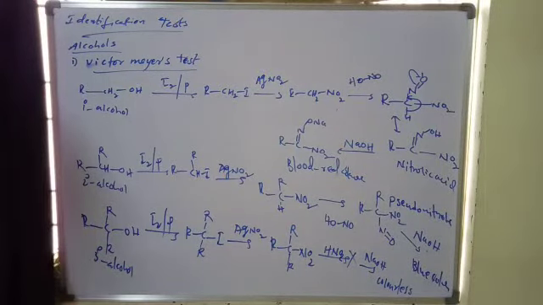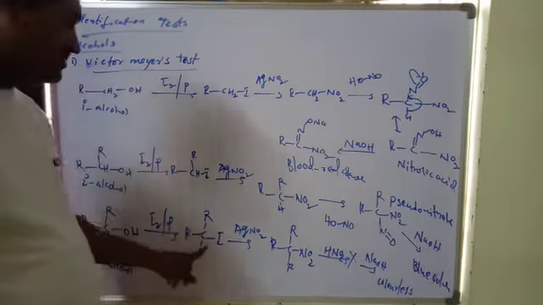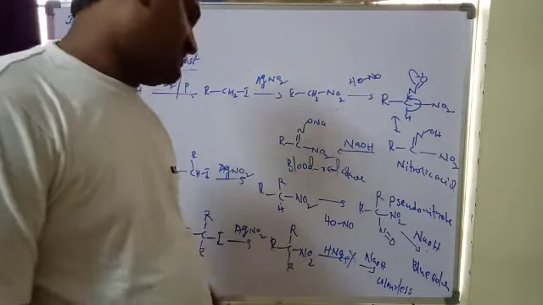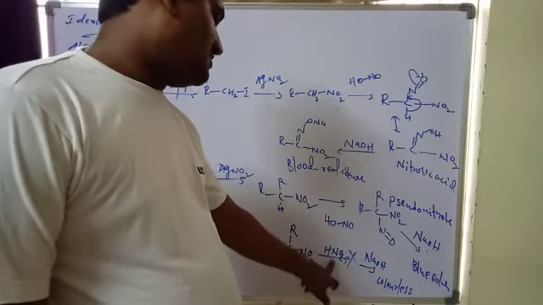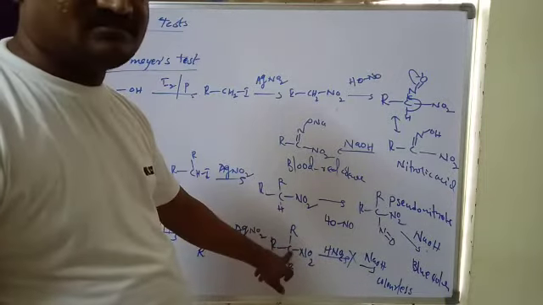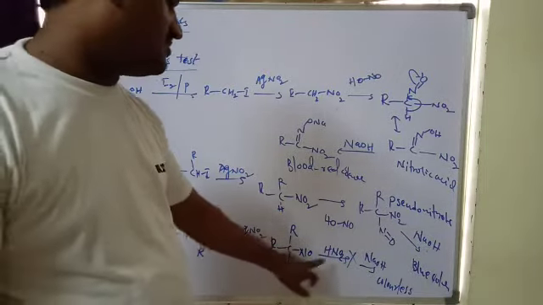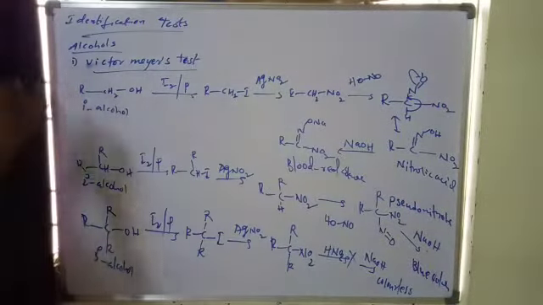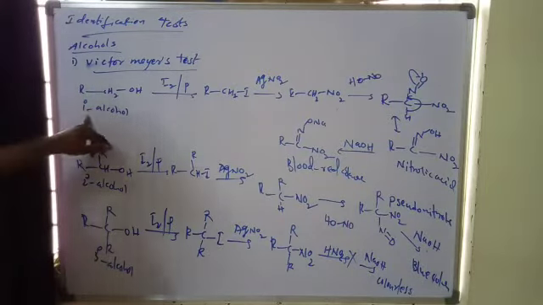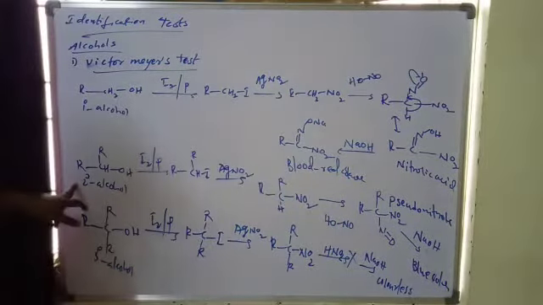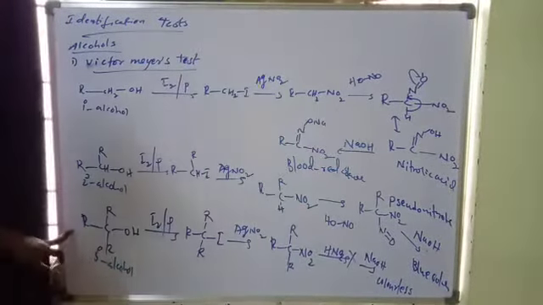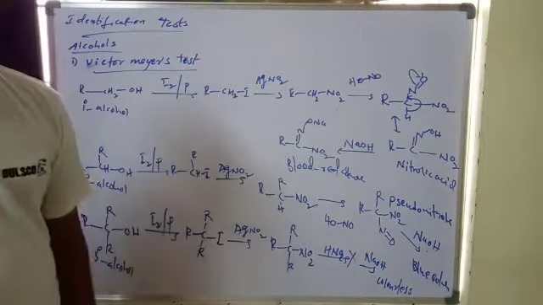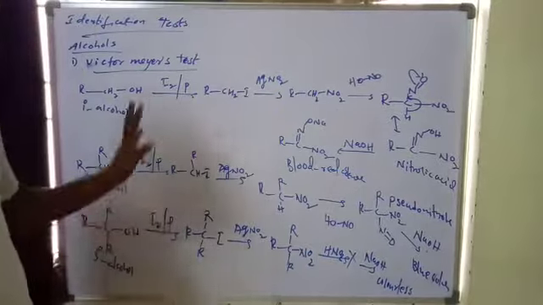And the 3 degree alcohol: with iodine in the presence of phosphorus, iodoalkane; with silver nitrite, alkyl nitrites or nitroalkanes. With nitrous acid, there is no hydrogen on this carbon, so no reaction. With NaOH, no reaction, so colorless. So finally, in the Victor-Meyer test, primary alcohols give blood red colorization, secondary alcohols give blue colorization, and tertiary alcohols are colorless and not dissolved in a base. This is about Victor-Meyer's test.